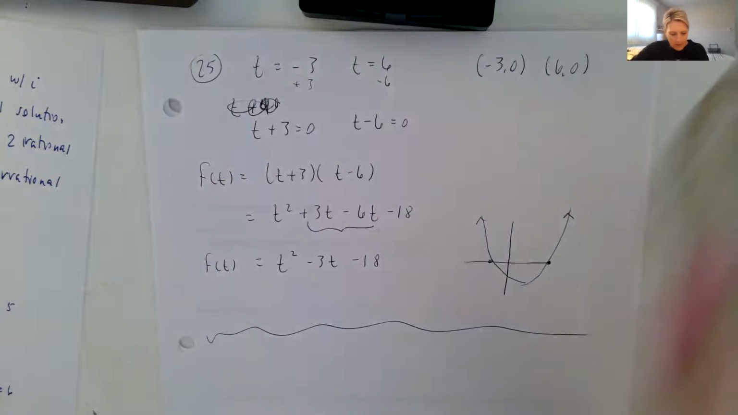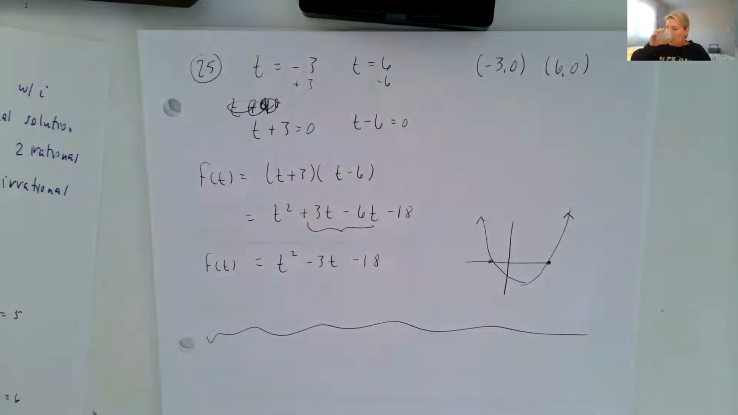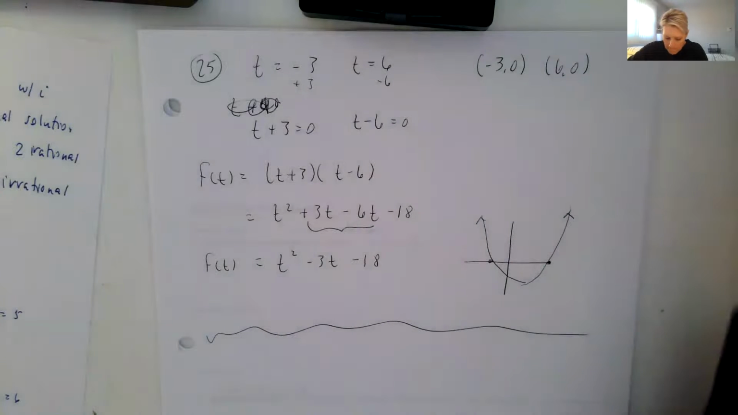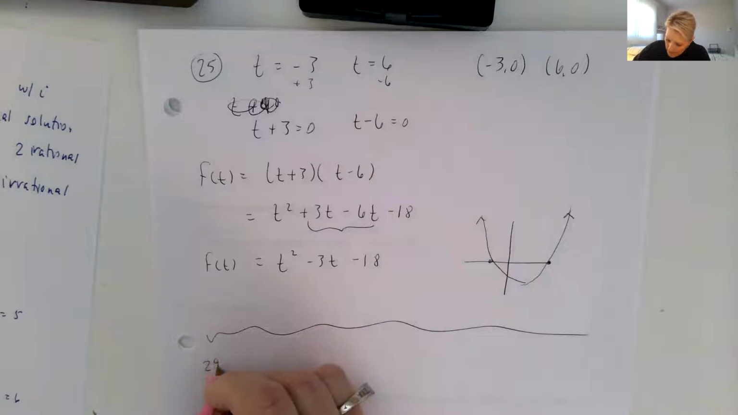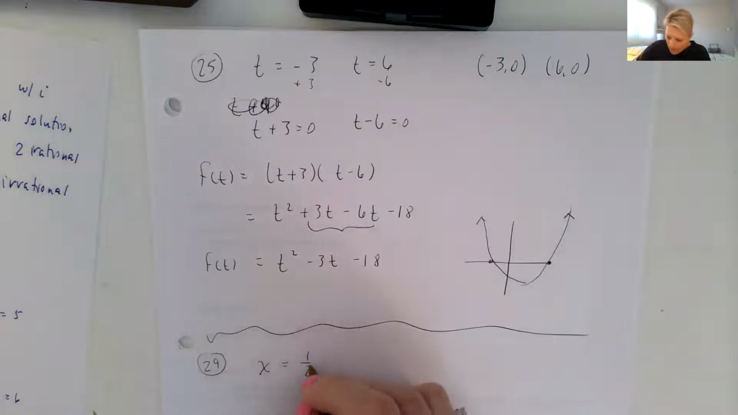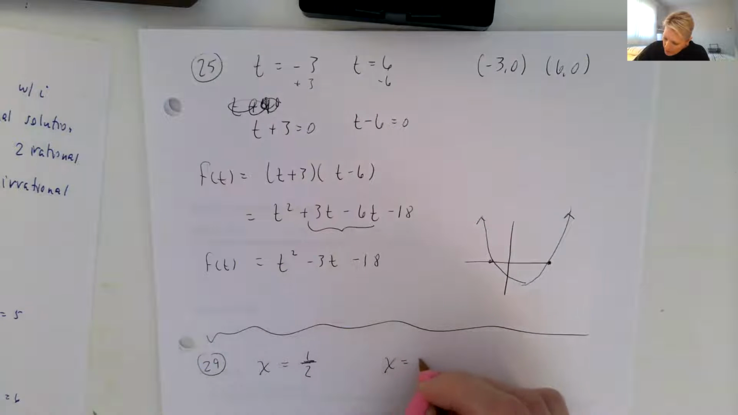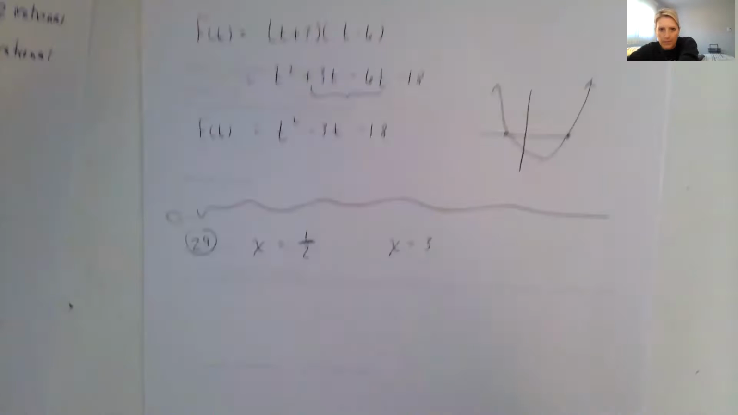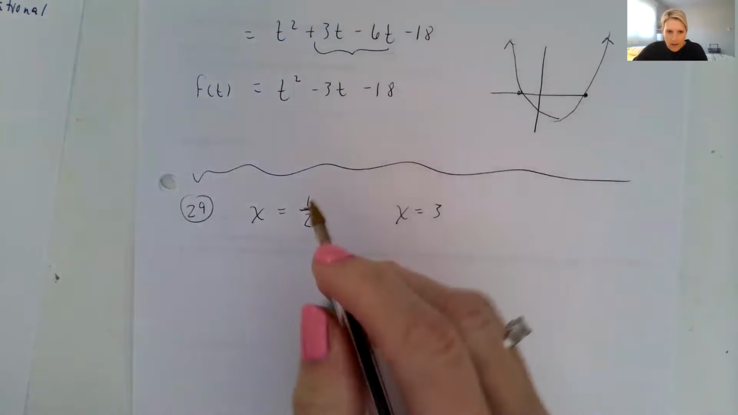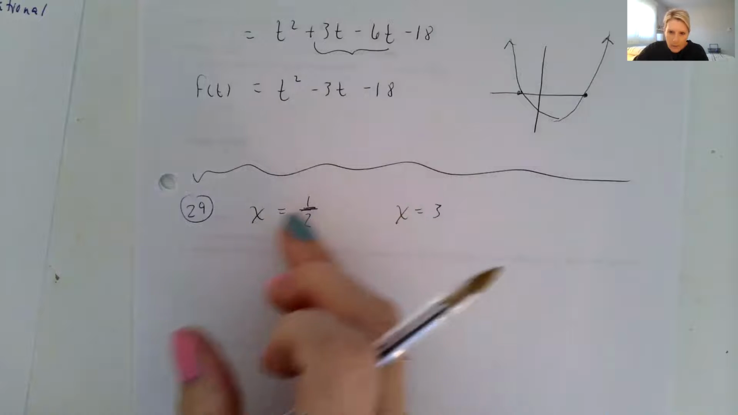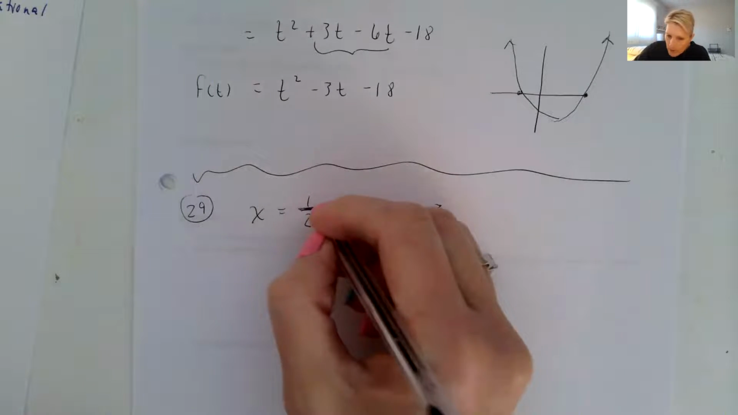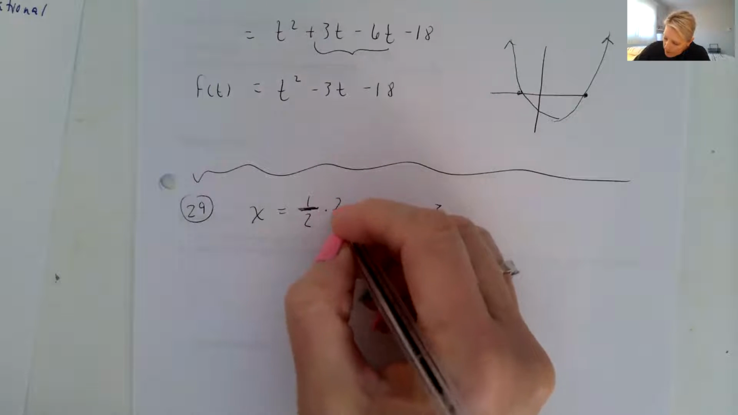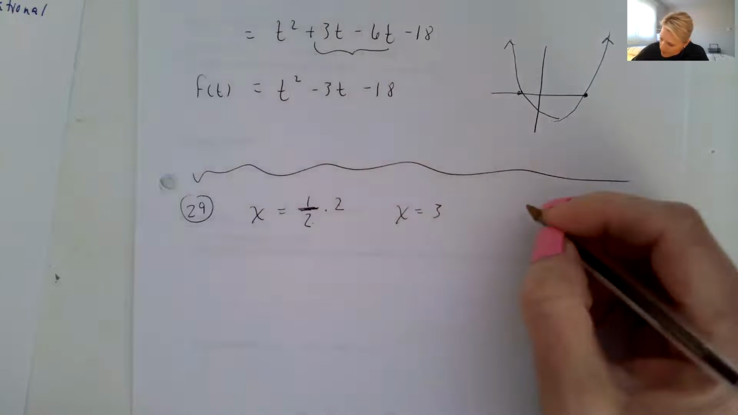Okay. So let's try one. Let's try 29. So 29 has the solutions x equals 1/2 and x equals 3. Okay, so you might think of this as just let's subtract 1/2 from both sides, but we really want to do this in 2 steps. So we want to multiply by the denominator. So let's just write that.